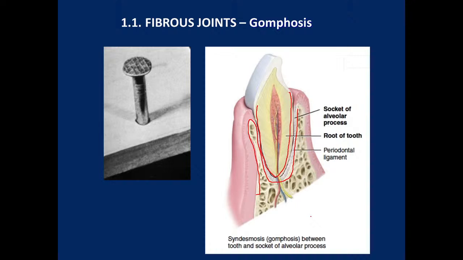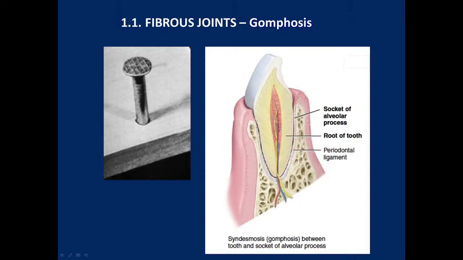And this combination, gomphosis, is connected like a peg that fits into a socket. The only example of gomphosis in the human body is the articulation between the roots of the teeth and the socket.